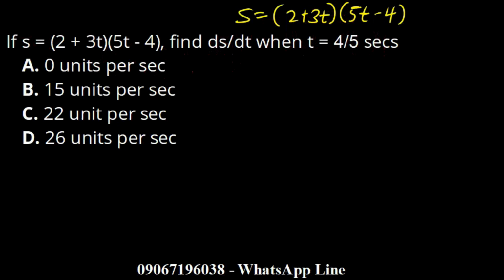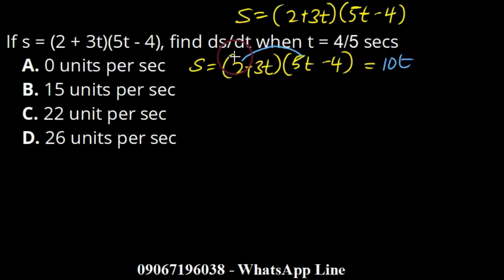So the first thing that we need to do here is to expand this. If s is equal to 2 plus 3t into 5t minus 4, let's expand this. Follow me please. 2 times 5t is going to give me 10t. Then 2 times minus 4 is going to give me minus 8. I'm going to move on to 3t times 5t, this is going to give me plus 15t squared, and then 3t times minus 4 is going to give me minus 12t.